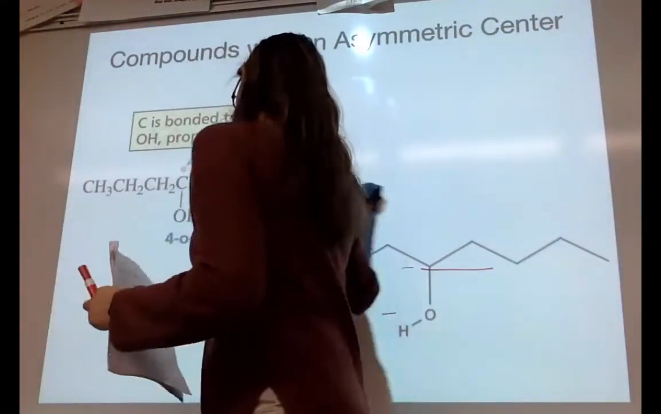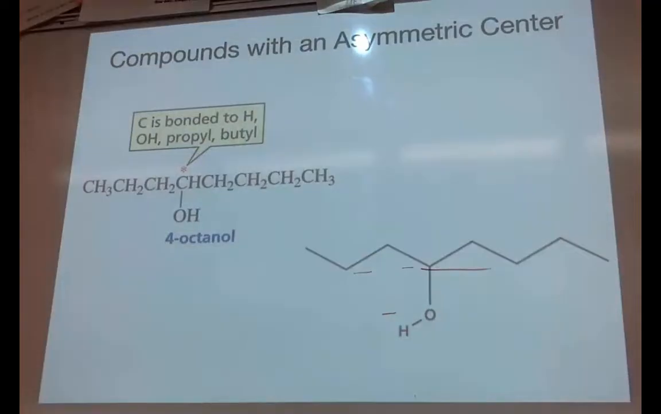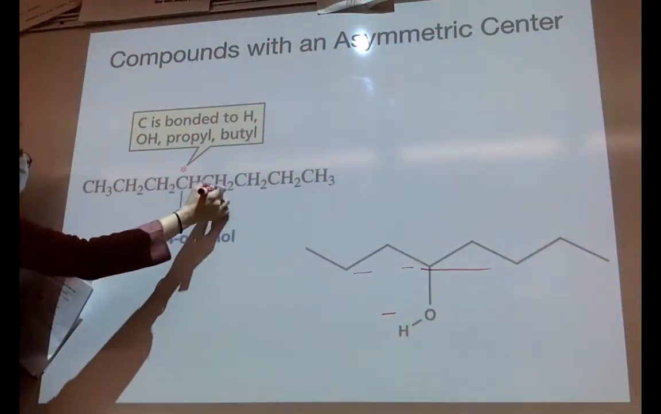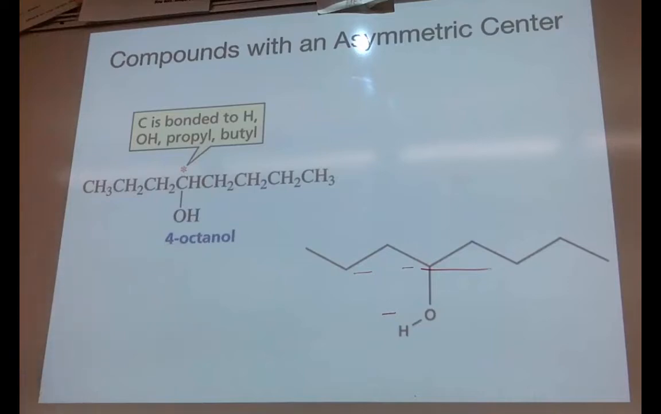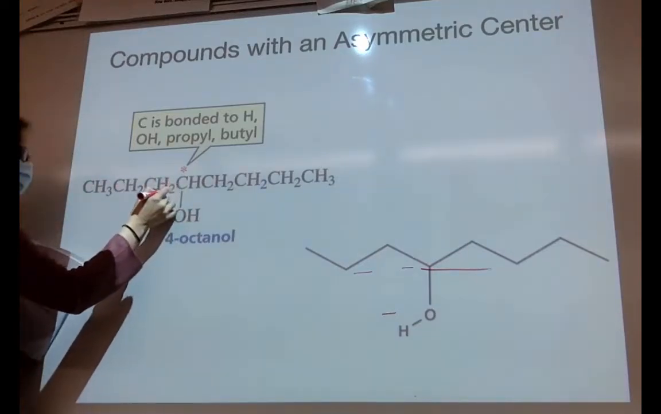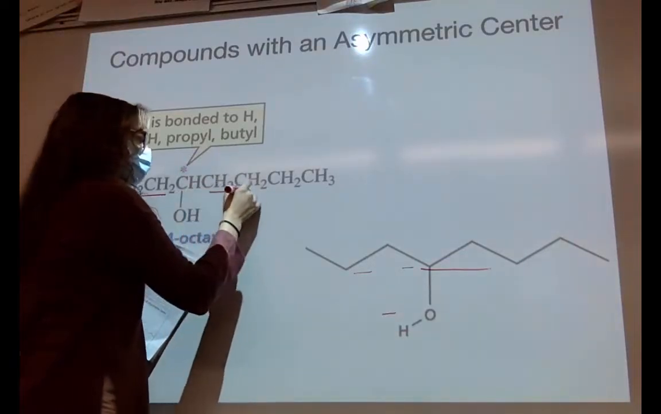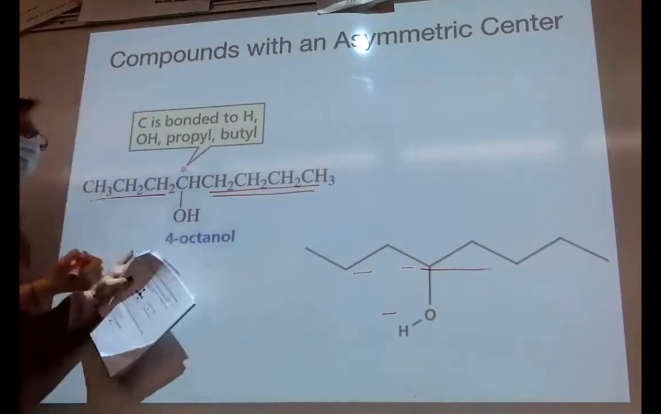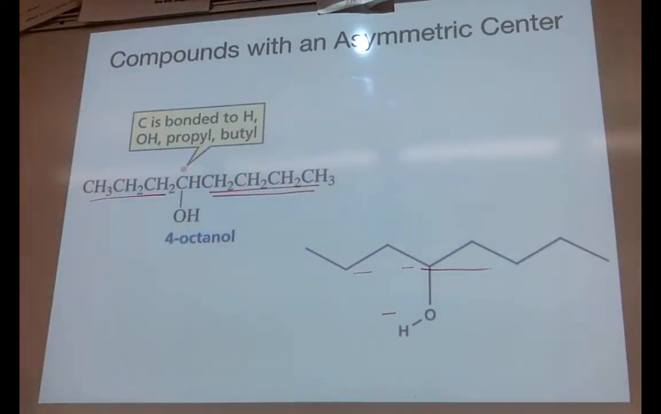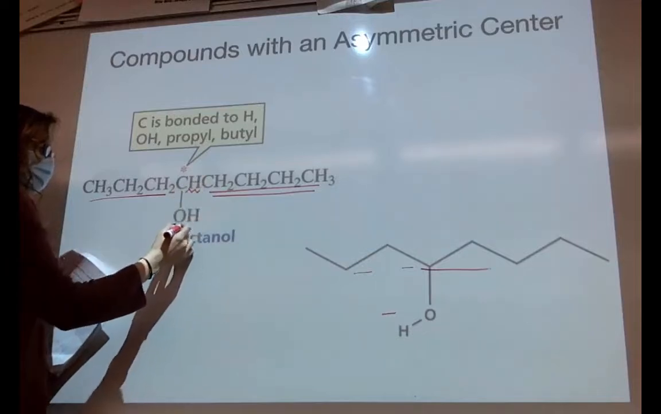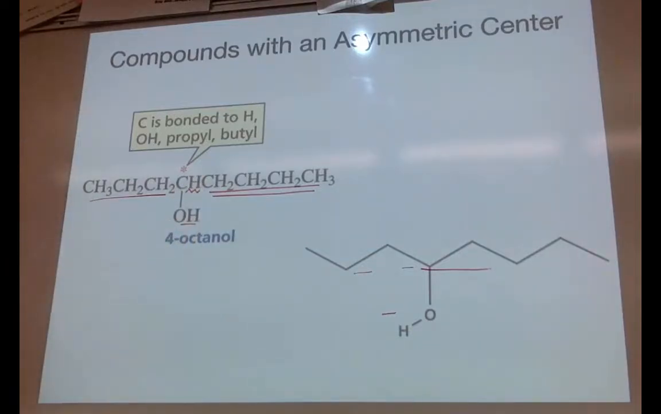So for octanol, when you are looking at what it's attached to, you are looking at the entire group that the carbon is attached to. You're not just saying, oh, well, this is attached to a CH2, this is attached to a CH2. You want to look at the entire thing. This carbon has a propyl group on one side, and it has a butyl group on the other. Those are 2 different groups. Then there's the hydrogen, and then there's the OH. So that carbon is attached to 4 different groups. That makes that a chiral center.